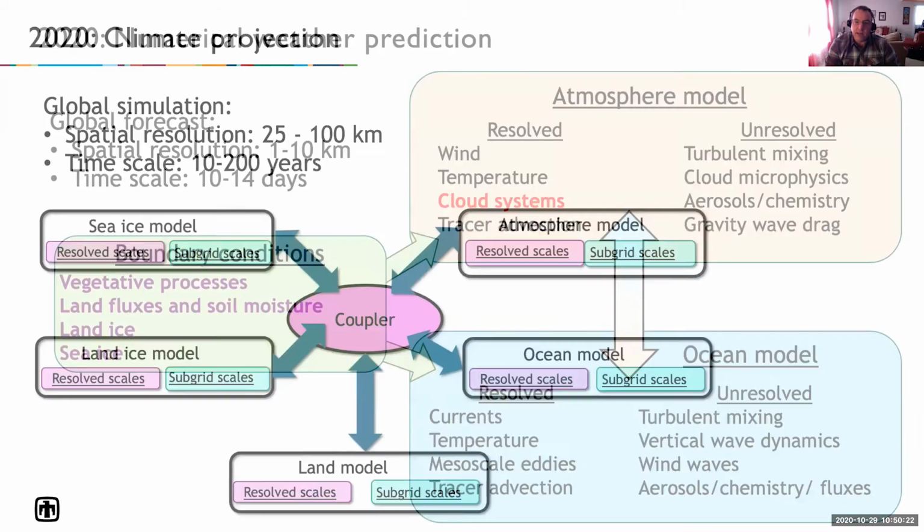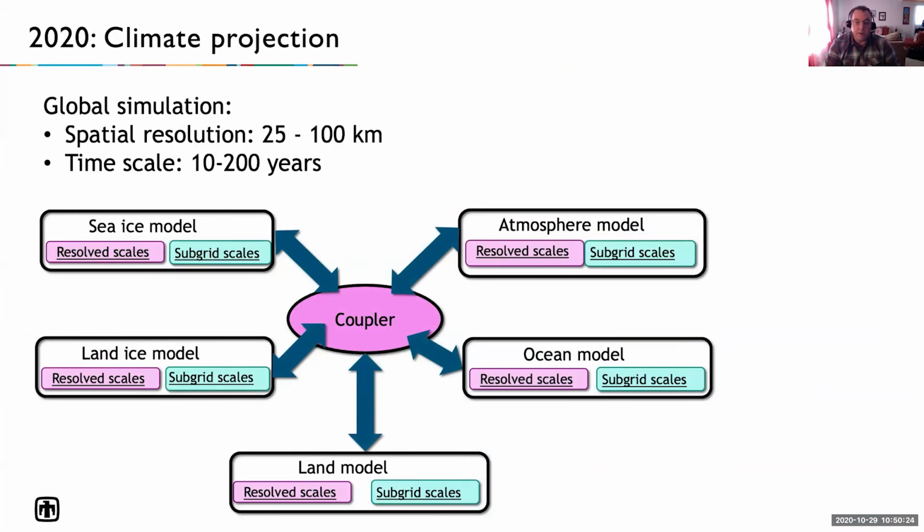And so the current climate models, at least in the DOE sense, but this holds broadly across many international modeling centers, are a coupled system of individual components. So now the entire atmosphere model is one component of a coupled climate model. And now we also have full model components for sea ice, land ice, land, and ocean. And so this is where we are now.